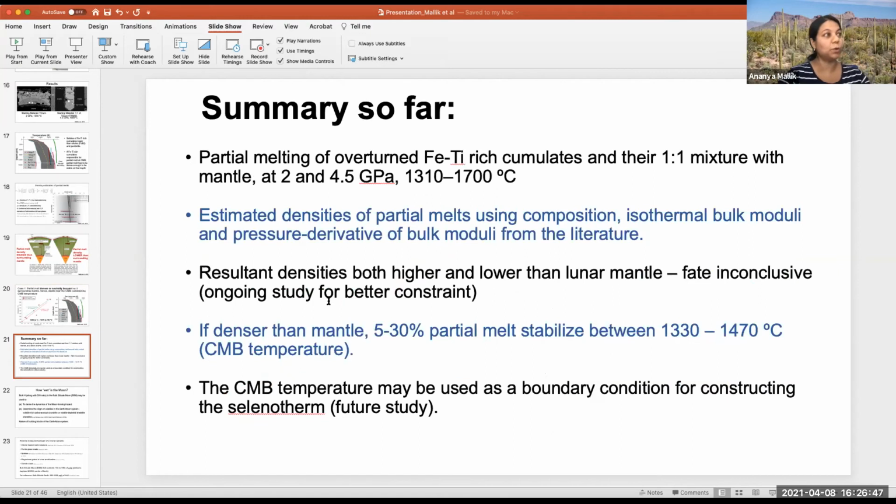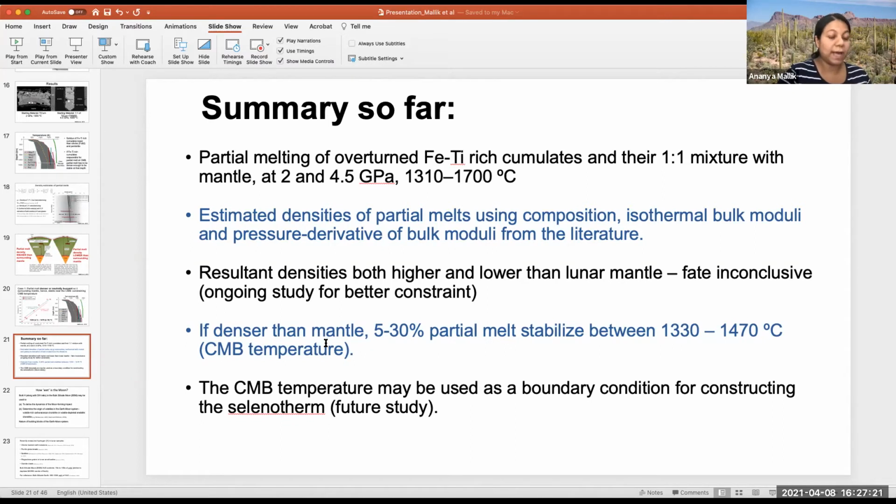Okay, so the summary so far in this part of the talk is that partial melting of this overturned iron titanium rich cumulates and their mixture with the mantle was investigated at these two pressures and a range of temperature conditions. The estimated densities of these partial melts, using their composition, their isothermal bulk moduli and pressure derivative from the literature, actually gave us densities that could be both higher and lower than the lunar mantle. So the fate is inconclusive right now. And that's why we have an ongoing study to constrain that better.